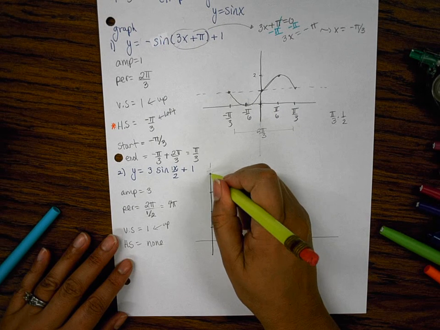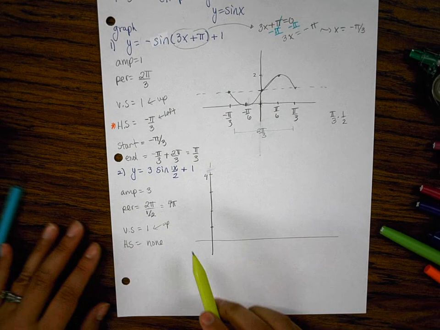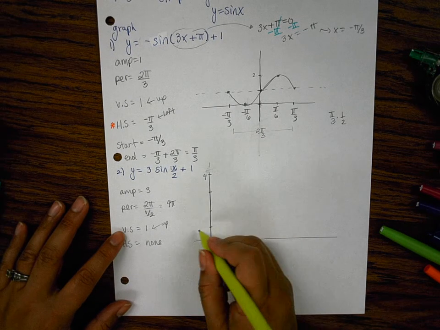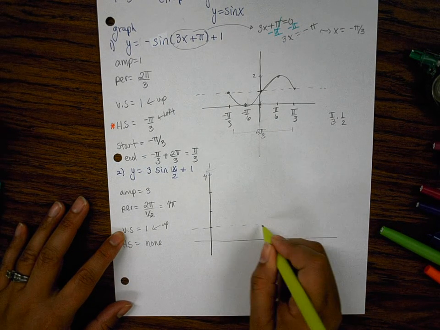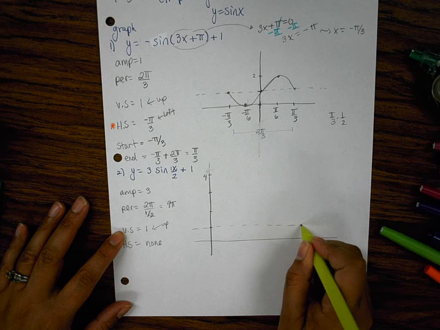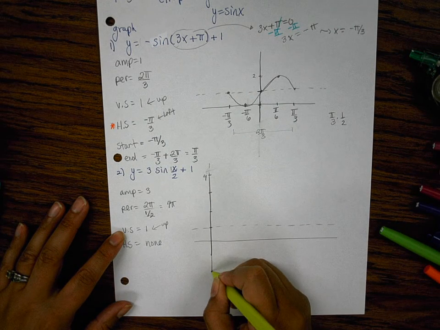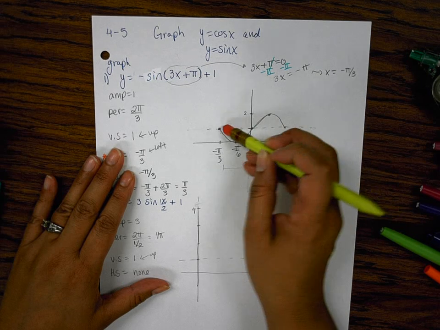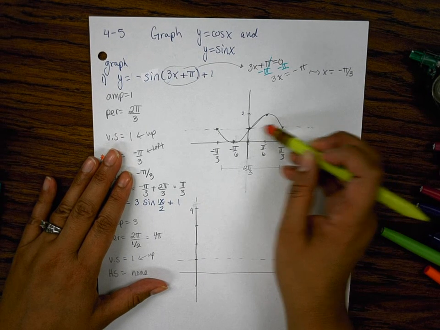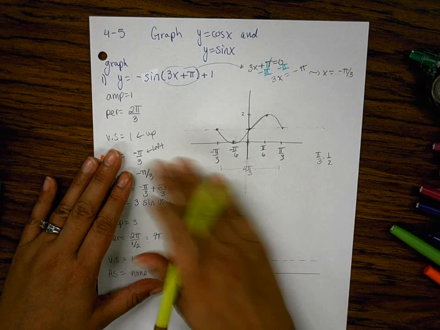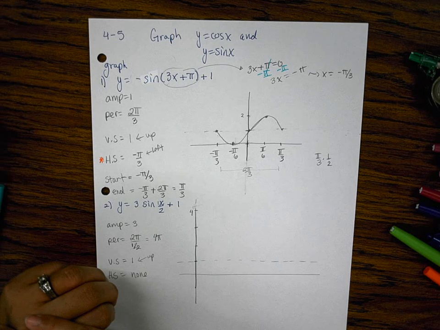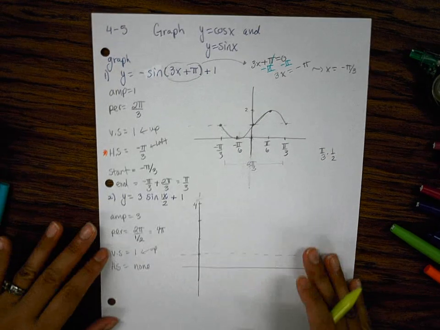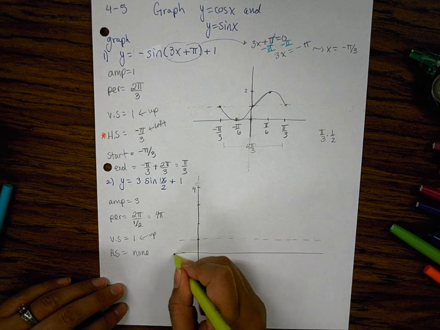All right. So it has a vertical shift of 1. And again, these lines here you can erase when you're done. You don't have to, but just keep in mind they're not asymptotes. They're nothing special. It's just a guide to help us figure out our graph.